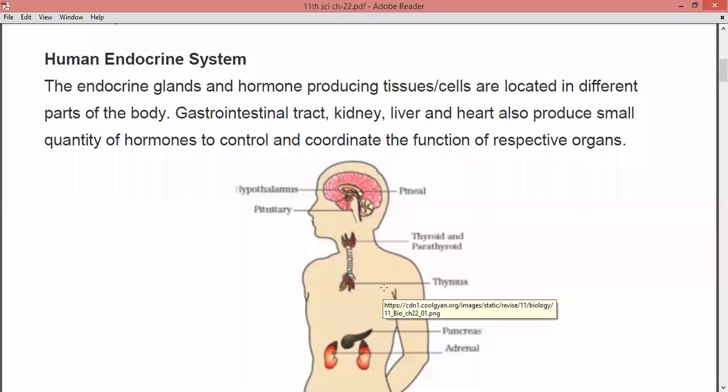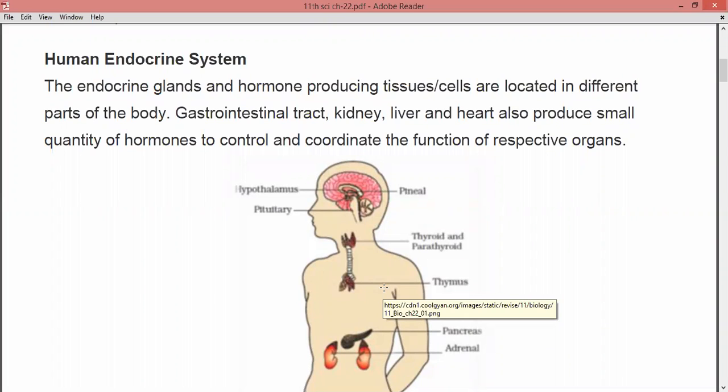And for this reason, each part of your body is going to contain different types of endocrine glands, right? The examples here are given: the gastrointestinal tract, kidney, liver, and heart also produce small quantities of hormones to control and coordinate the function of the respective organs.